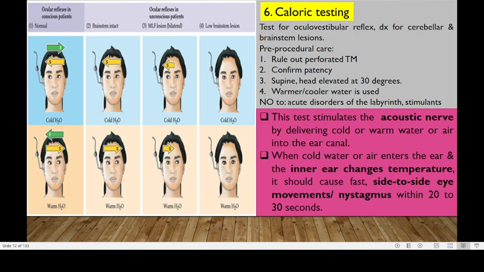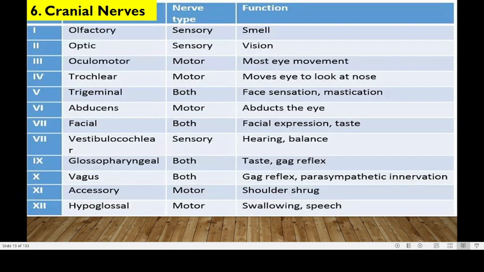Caloric testing is the next. This test stimulates the acoustic nerve by delivering either cold or warm water or air in the ear canal. When the cold water or air enters the ear, the inner ear will change temperature and should cause some fast side-to-side eye movement, or nystagmus, within 20 to 30 seconds.